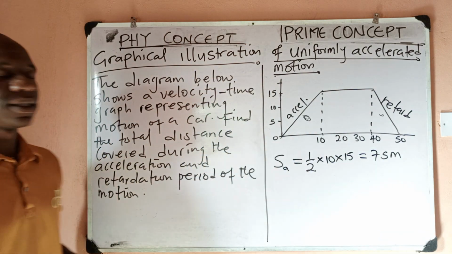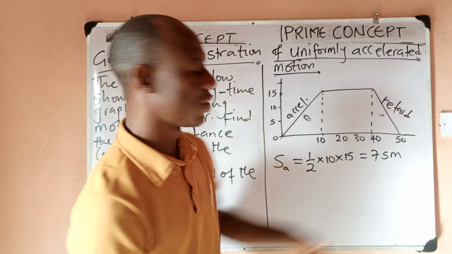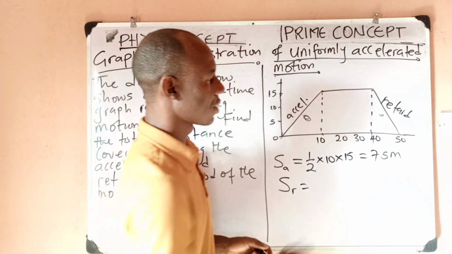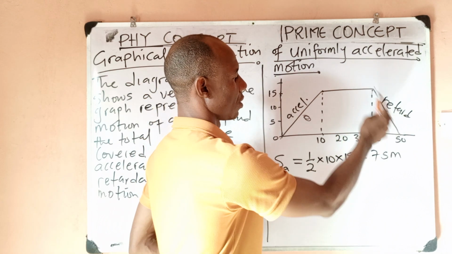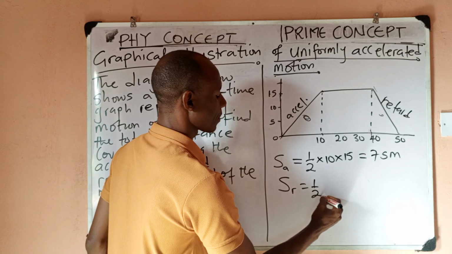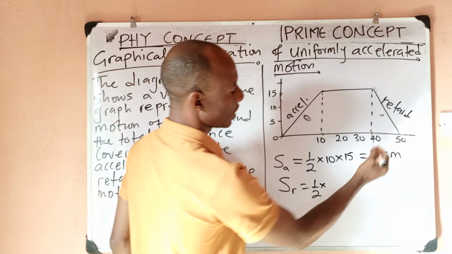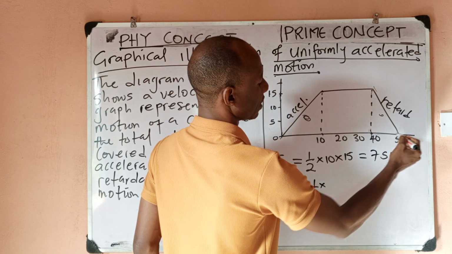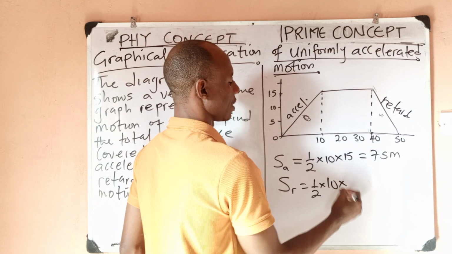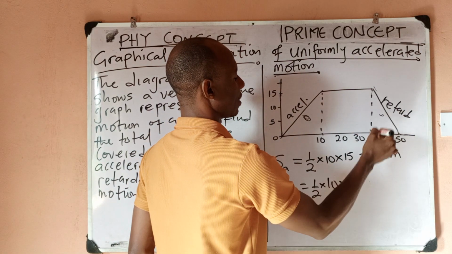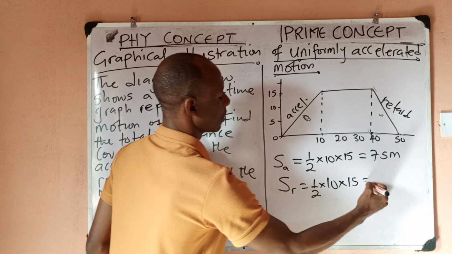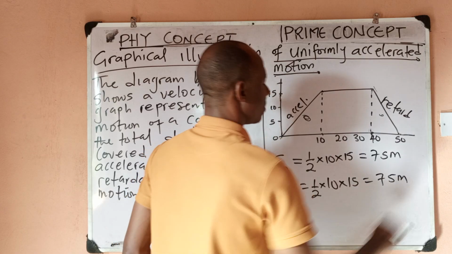Now we want to also get the distance during the retardation. So distance during retardation, this is still a triangle. This is the retardation region, it's still a triangle. So it's going to be half base, and our base is this length, which is 50 minus 40, which is still 10. So 10 times the height, this is the height, which if you trace, gives you 15 again. So this is still going to be 75 meters.